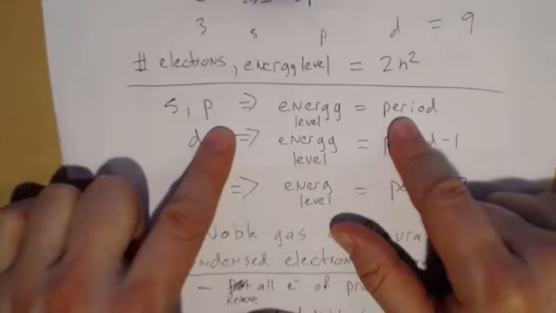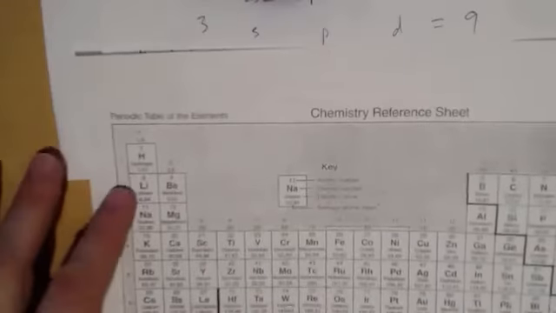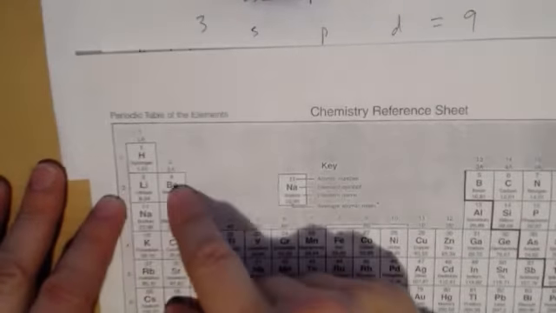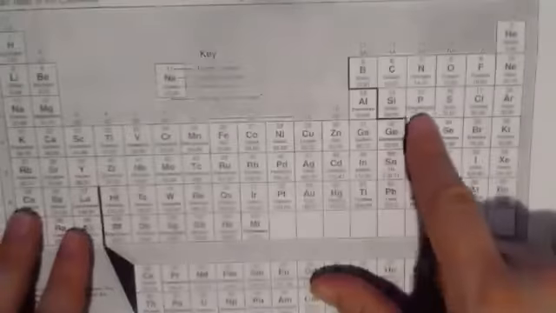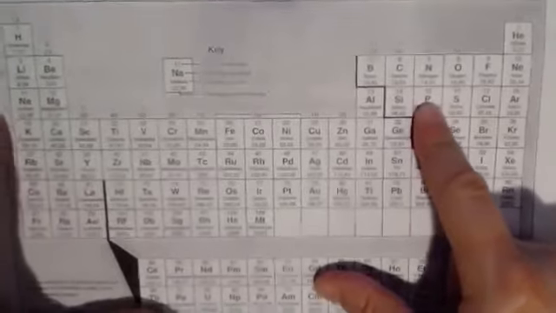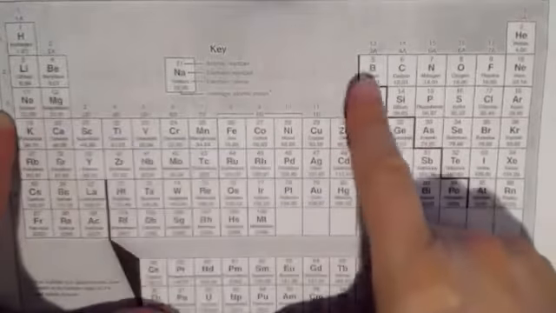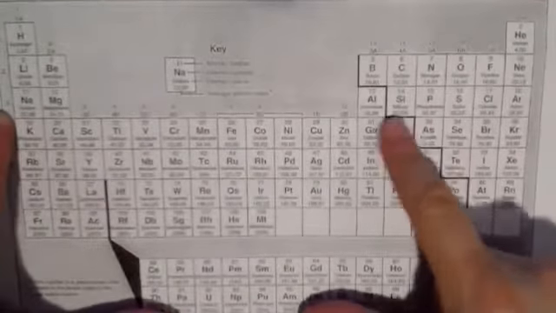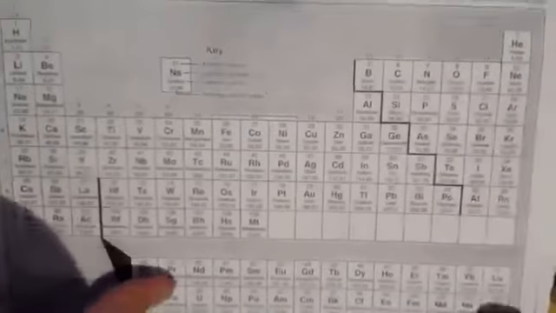Okay. Reminding ourselves of the filling pattern on the periodic table, for S and P, the energy level is equal to the period. So just looking at the periodic table, if I'm in the second period, beryllium would be 2s2, right? Or if I was looking at phosphorus, it comes from the 3rd period, that would be 3s2, 3p3, right? So for the S and P, the energy level is equal to the period.